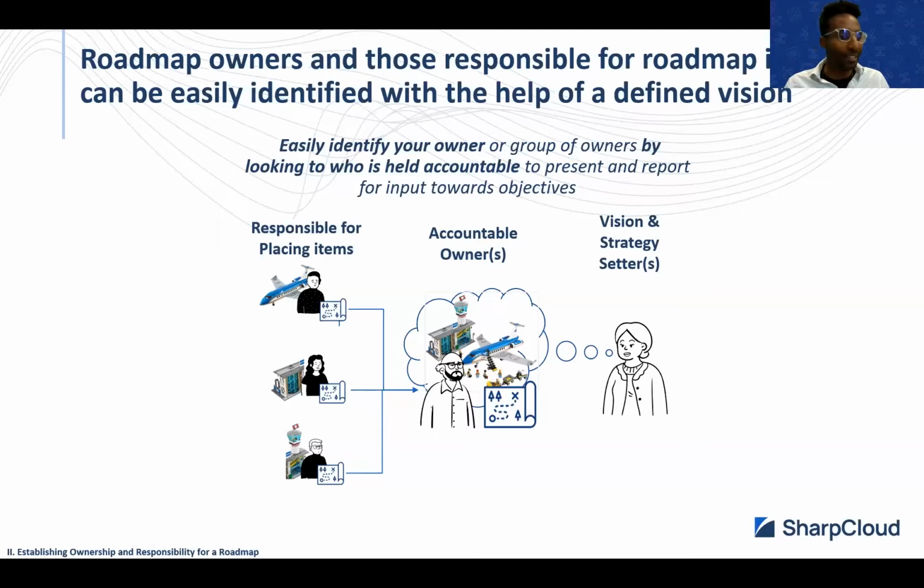So maybe the executive that they all report to, right, or just a direct manager who's been made responsible to consolidate everything and make sure it all makes sense, right? These are kind of like the connecting the dot pieces. And then, of course, we have our vision and strategy setters. So our executive team, right, the people who said, this is the direction that we want to head. Hey, how do we make this possible? And we can begin to identify those owners by looking at, again, who is held accountable to present and report to those vision and strategy setters.